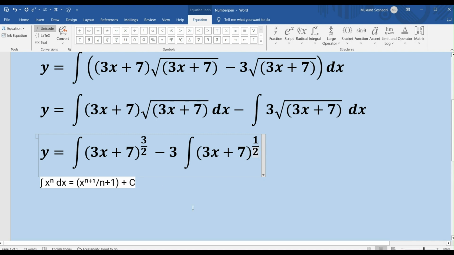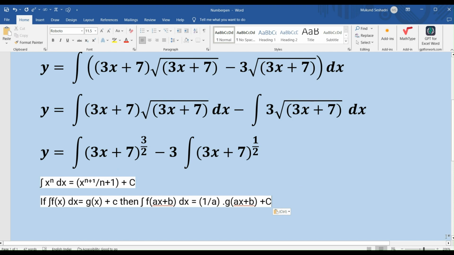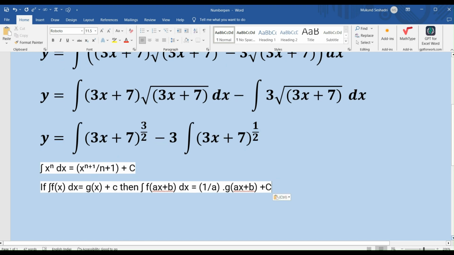we are going to use this particular formula, integral of x to the power n dx equals x to the power n plus 1 divided by n plus 1 plus c. And in place of x, we have 3x plus 7, which is a function of the type f of ax plus b, right? Which means we should be able to arrive at the antiderivative, or integral, using this particular rule that we learned, right? If integral of f of x dx equals g of x plus c, then my integral of f of ax plus b times dx is equal to 1 by a times g of ax plus b, right? So let's write down what our f of x is.